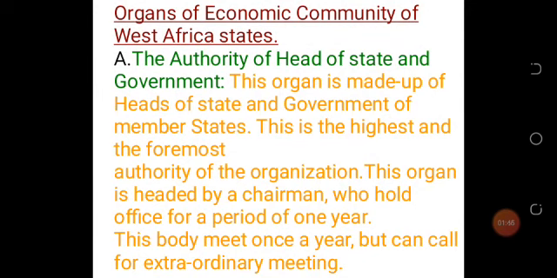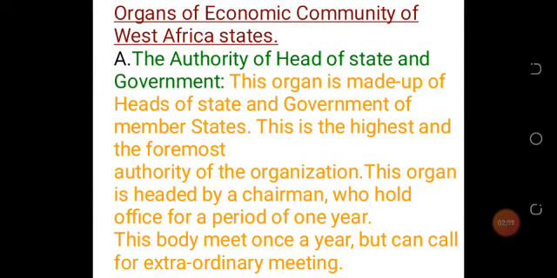That is, after the first meeting, an extraordinary meeting can be called if there's any reason for that. That is emergency meeting. And the office of the chairman is rotational among the members of the organization. When I say rotational, if one person is chairman for this year, then for another year there will be another chairman from another member nation. Then let's look at functions of this Authority of Head of State and Government.